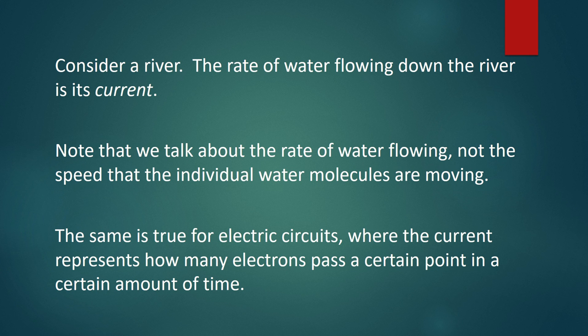Consider a river. The rate of water flowing down the river is its current. Note that we talk about the rate of water flowing, not the speed that individual water molecules are moving. The same is true for electric circuits, where the current represents how many electrons pass a certain point in a certain amount of time. So it's not how fast they're moving, it's how many of them are moving through a certain point.